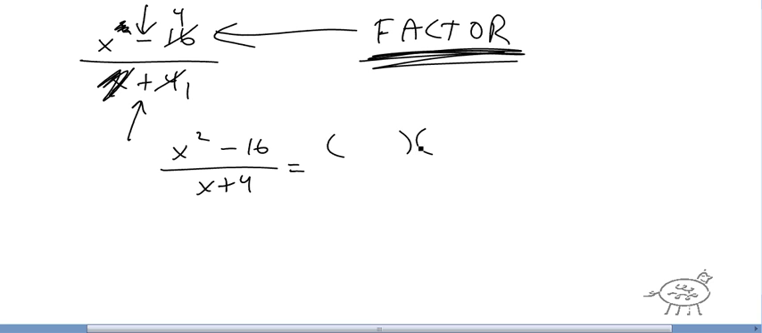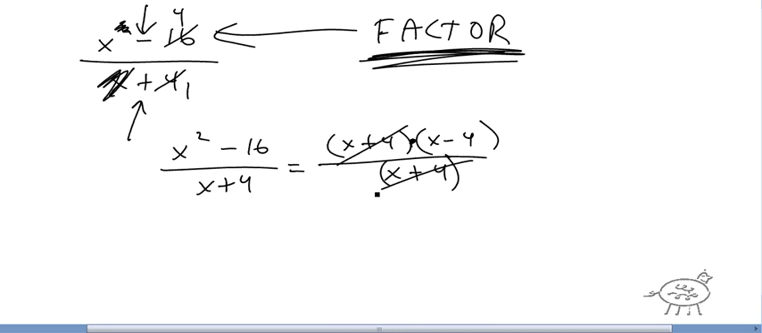Okay, that's going to be x plus 4, x minus 4, over x plus 4. Now there's multiplication between there, and if it's all by itself, that's fine. You can cancel it out. If there's anything else with it, you can't just cancel it out because there needs to be multiplication. So the x plus 4's cancel, and you get x minus 4.